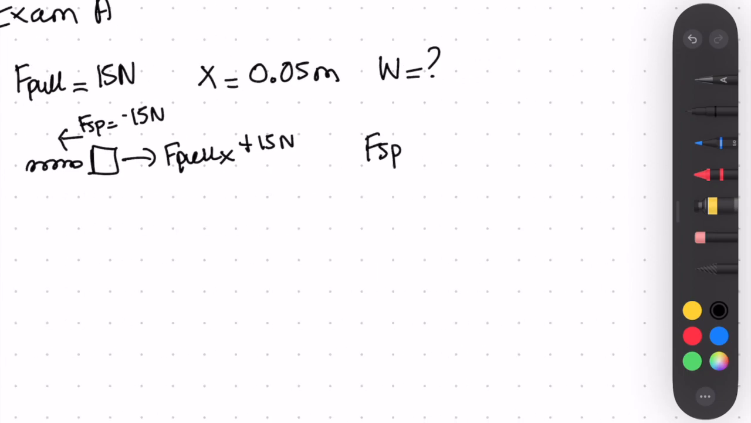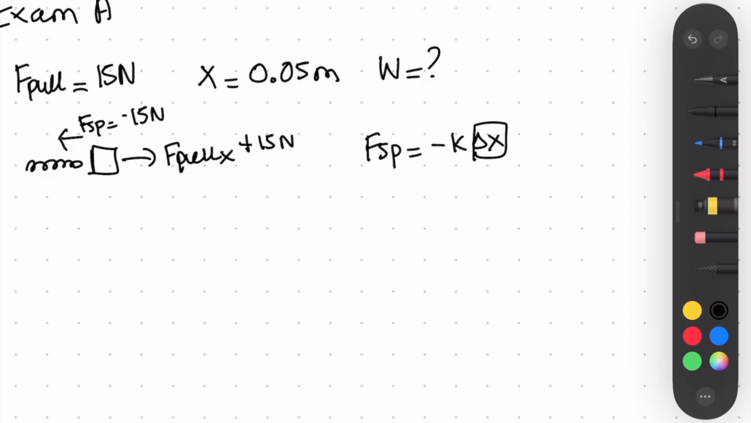F_sp, right, our spring force, the equation for that is going to be negative kx. Negative times the spring constant times your distance compressed or stretched, right? Or delta x usually, or delta L is what they define it as, right? And the reason why there's a negative here is because if I stretch something to the right, I'm going to have a positive x, right?